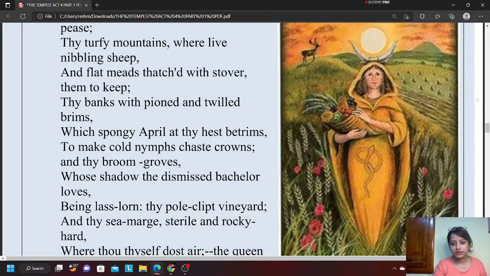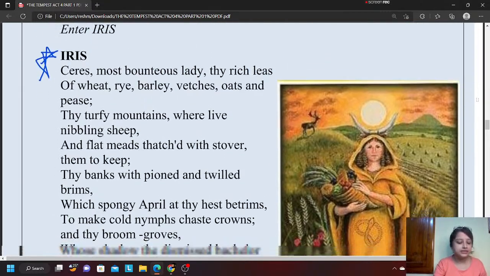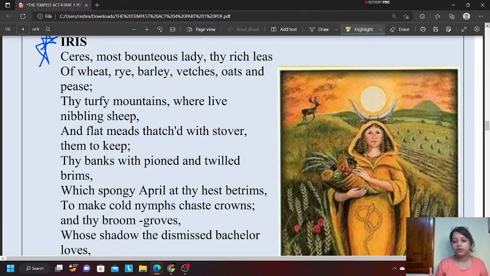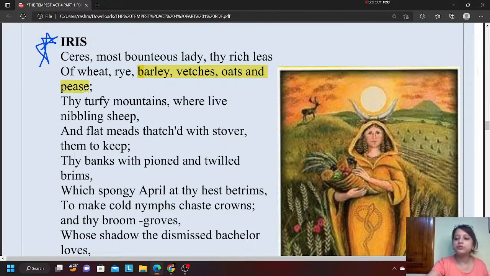Let's see the picture first. Okay. Now see, she's standing with all those crops and everything in her hand. She has the grounds behind her. Okay. So we can understand she is the goddess of what? She is the goddess of earth and agriculture. Okay. So of course, what she will have? Remember this very carefully. If someone is a goddess of earth, then whatever is in the earth is all hers, right? So all those lands, the rich leas of wheat, rye, barley, vetches, oats, and peas. Okay, all these, the different types of crops. So all these are yours.